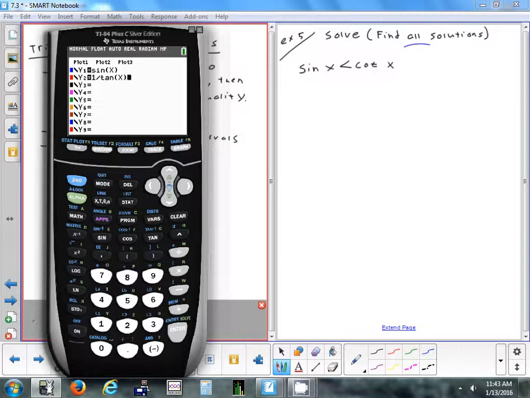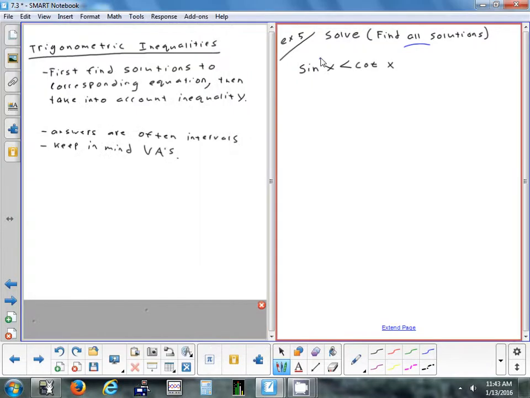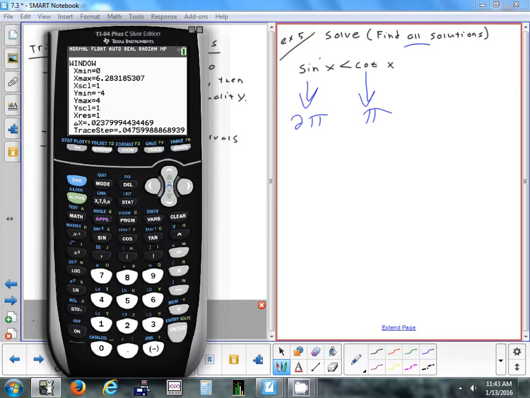What's my period here? 2 pi. Okay. Period of sine is 2 pi. Think of it as sine to the first. It's an odd power. It's cotangent to the first. That's an odd power. So this is 2 pi. That's pi. All right, so let's set a window 0 to 2 pi.